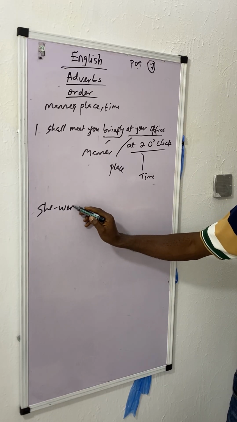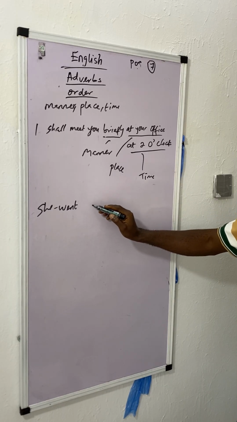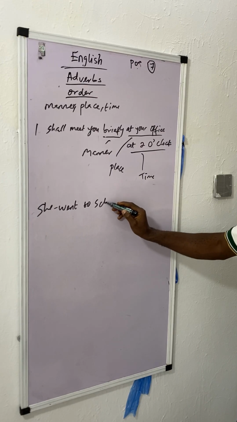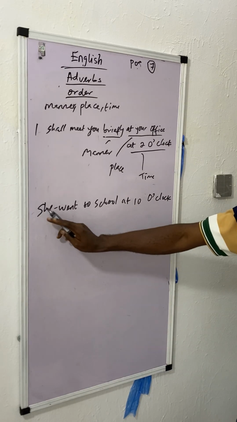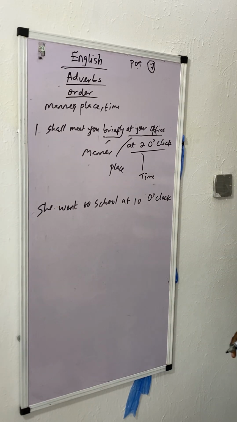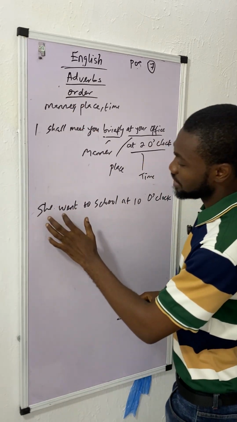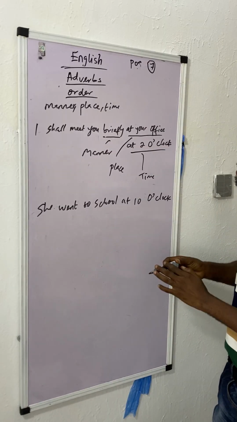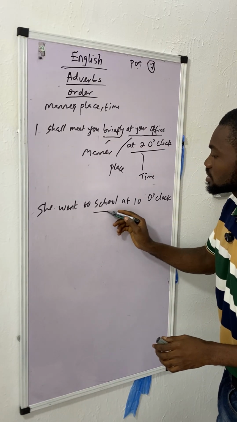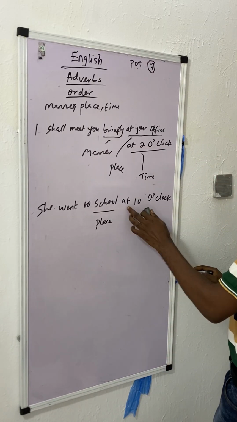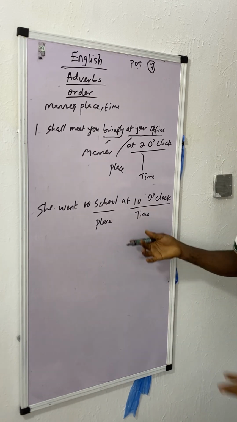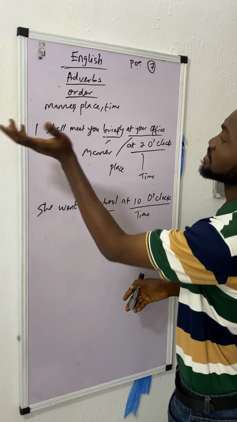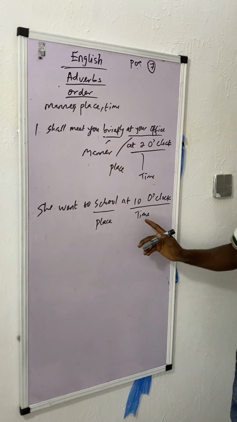She went to school at 10 o'clock. Let's figure out if it follows the order of adverb. She went to school. School is place. At 10 o'clock, 10 o'clock is time. No manner. We didn't see manner here. So because manner is absent, we follow the order now. Place and time, right? Place, time, correct.